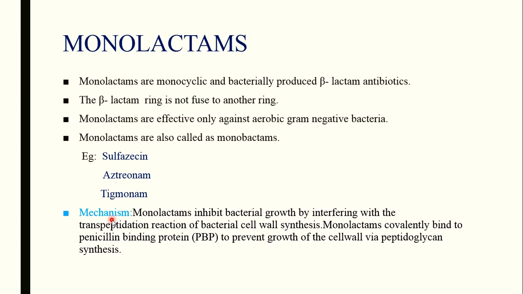The mechanism of action of these monolactam drugs: monolactams inhibit bacterial growth by interfering with the transpeptidation reaction of bacterial cell wall synthesis. During bacterial cell wall synthesis, the transpeptidase enzyme is involved. So that reaction is considered the transpeptidation reaction. By interfering with the transpeptidation reaction, they inhibit bacterial growth. Monolactams covalently bind to penicillin binding protein, which is PBP, to prevent growth of the cell wall by interfering with peptidoglycan synthesis.